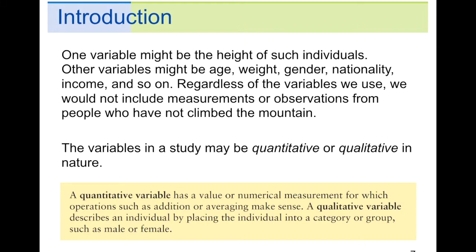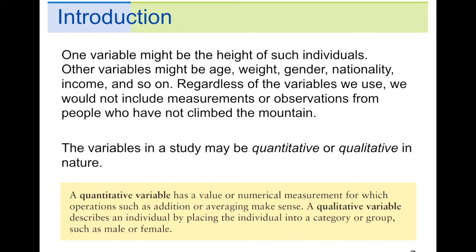Variables can be two different types. They can be quantitative or qualitative. Quantitative means you have some way to give a value or a numerical measurement to it. Qualitative is you put it into a category or group. Some examples can be age. Age is a number, so it would be quantitative. Weight is a number, so that would be quantitative.